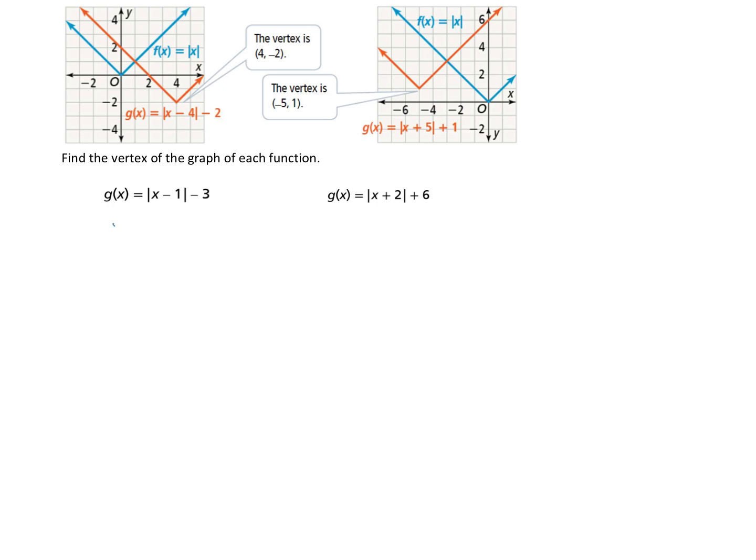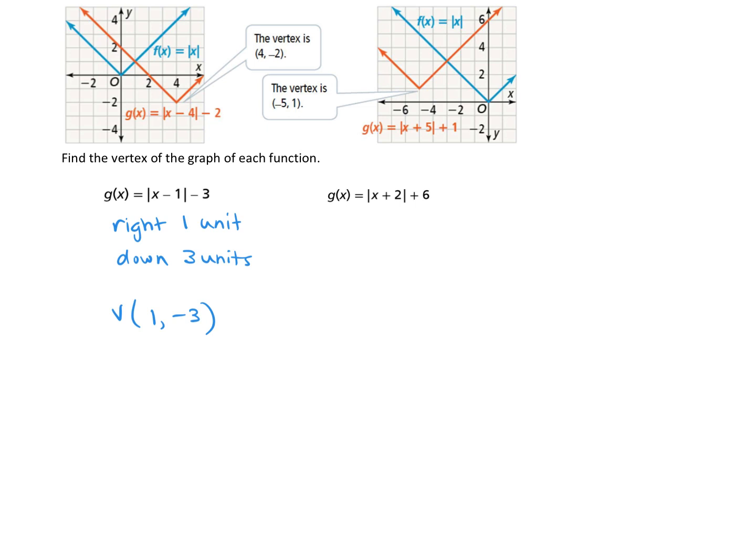Actually, let me write that out. We're going to go to the right 1 unit. The minus 3 on the end, we're going to go down 3 units. And if our vertex was at 0, 0, and we went to the right 1 and down 3, our new vertex is at 1, negative 3.